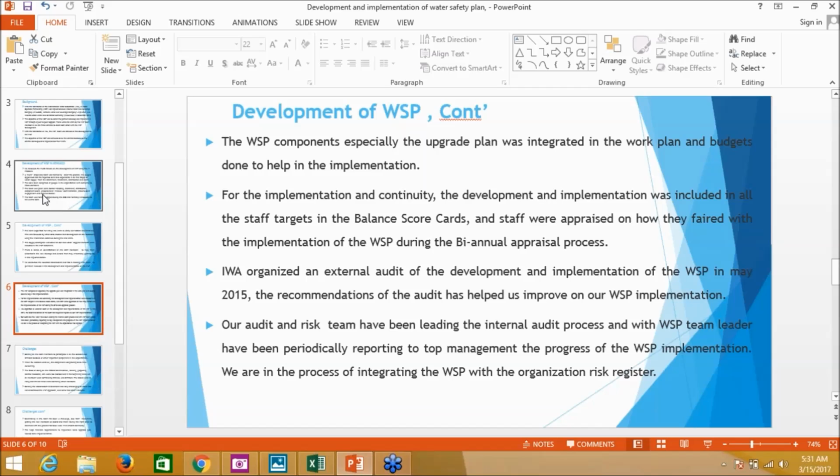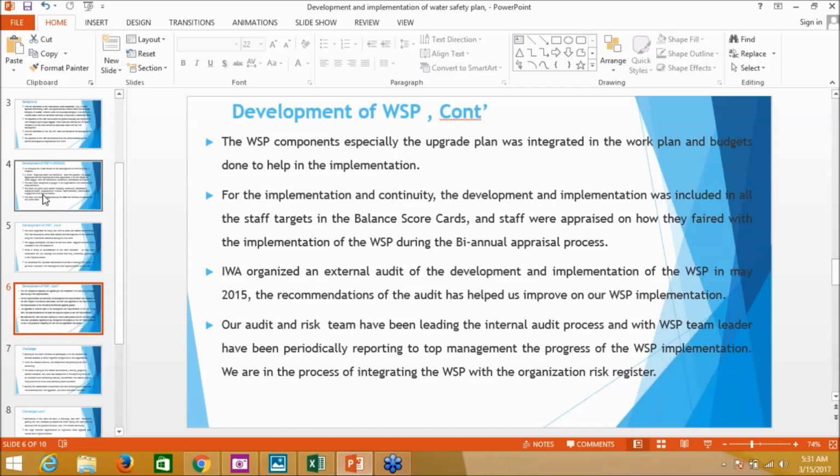And to ensure that everybody had a buy-in, we included in the targets of everybody, in everybody's balanced scorecard, an element of implementing what was in the water safety planning. So this one made everybody take the whole exercise of implementing the water safety planning seriously. And that has been continuous, so that all the things that we do that are in our plan are in the normal day-to-day, and everybody is appraised on them.